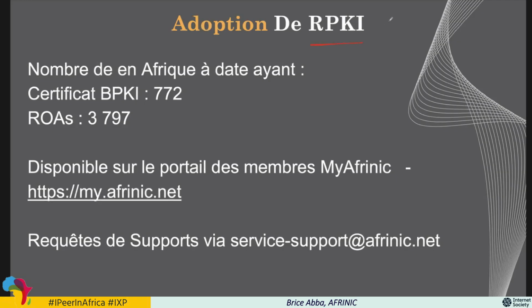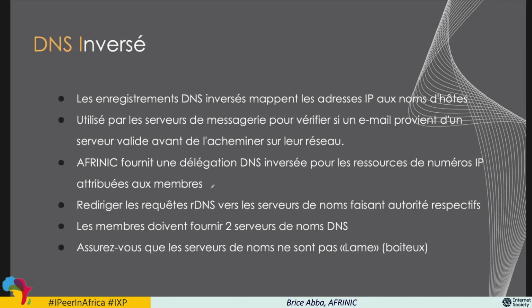Regarding RPKI, as I said, it's based on the validation of certificates, and the idea is to tie it to prefix certificates, and to do so, you will need to work with AfriNIC. You need to get a BPKI certificate that is delivered by AfriNIC. So once you've got this certificate, you can use it to sign or stamp your routes, so to speak. We've got over 3,000 routes that have this certification. And all this information can be used or accessed through the member space on AfriNIC. That's where you go to create the certificate through AfriNIC. We've also got the inverse DNS system.